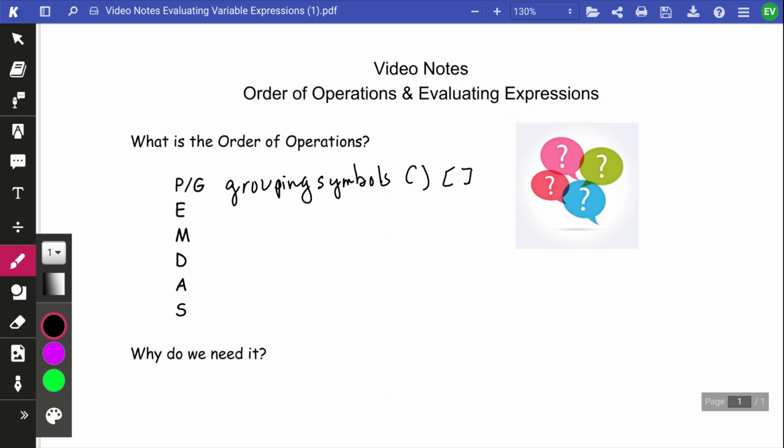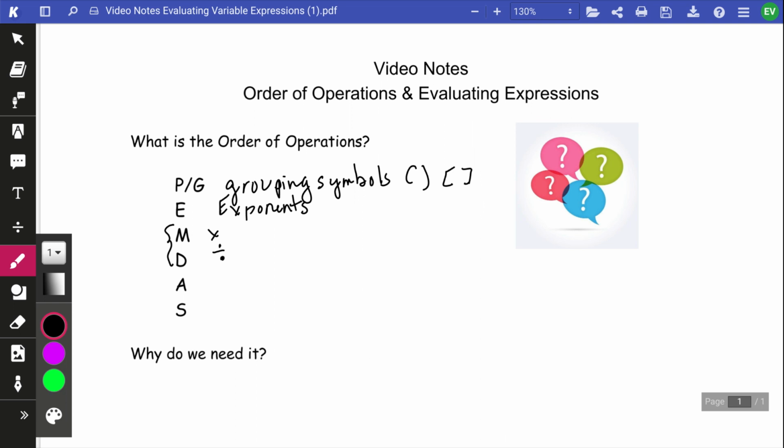There are lots of different situations where you have grouping symbols. So those grouping symbols and whatever operations are in them are completed first. E stands for exponents. So the second tier is to complete exponents and to simplify those. M and D are multiply and divide. They are done in order from left to right.